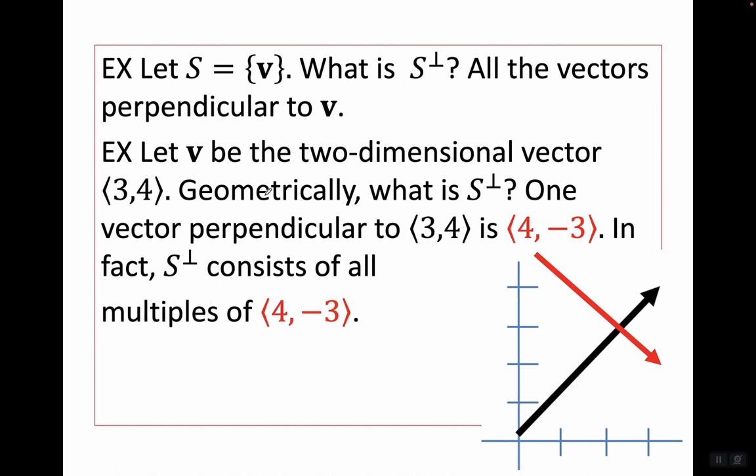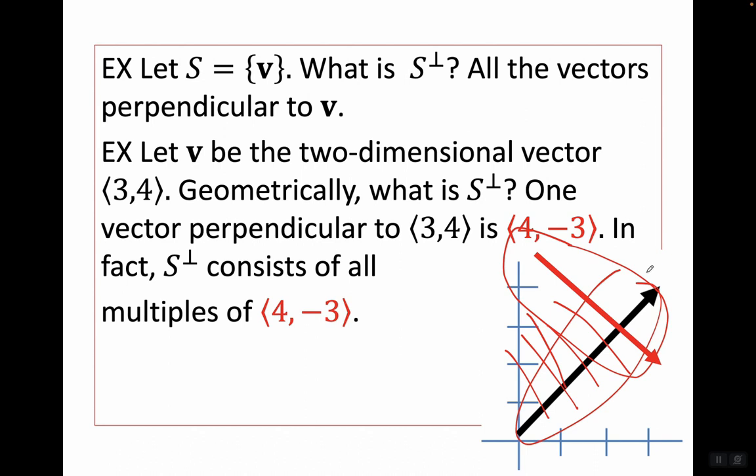So let S equal the single vector V. What is S perp? All the vectors perpendicular to V. For example, let V be the two-dimensional vector 3, 4. Geometrically, what is S perp? Well, here's 3, 4. One vector that's perpendicular to 3, 4 is this red vector 4, negative 3. In fact, if you look at all the vectors that are perpendicular to 3, 4, they're all going to be parallel to 4, negative 3. So, in fact, S perp consists of all multiples of 4, negative 3.